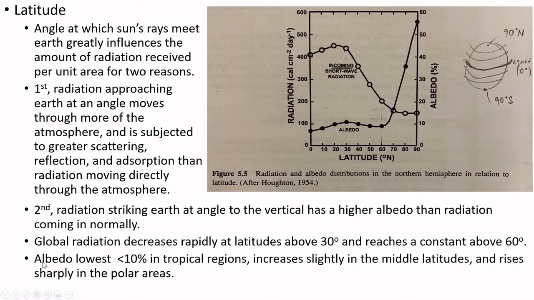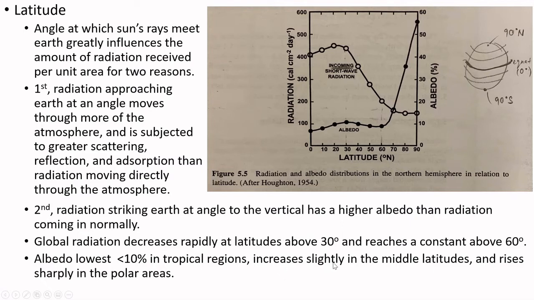Okay, and albedo is lower than 10% in the tropical region. The tropical region means latitude about 0 to 30 degrees north, or maybe around 60. So when you are near the equator, albedo is very low, less than 10%.